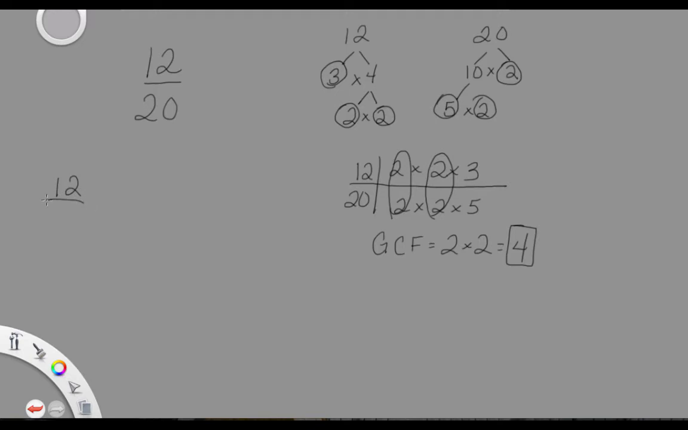This means that we are going to take our original fraction, and this is how you need to show your work. And we're going to divide the 12 by 4, and we're going to divide the 20 by 4. And what we will get is 3, 12 divided by 4 is 3, and 20 divided by 4 is 5. So the fraction in simplest form is 3/5 because we divided both the numerator and the denominator by their greatest common factor.